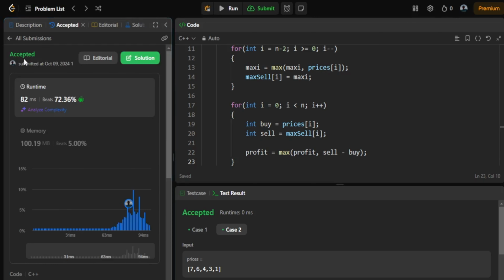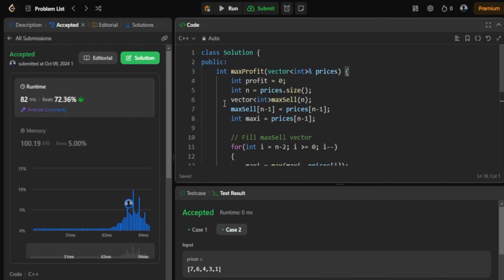Okay, so now you can see that this solution is accepted. But again, I'll ask you, can we optimize this solution? How can we optimize? We are just using an extra space of O of n. Can we remove this? So the answer is yes, we can definitely remove this.